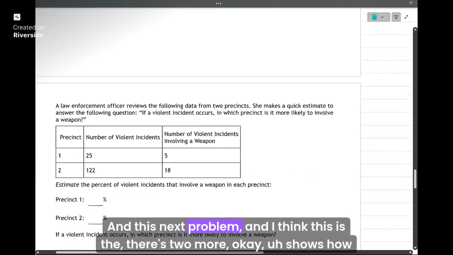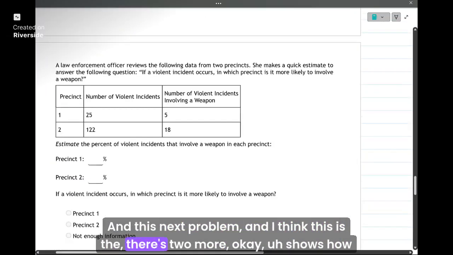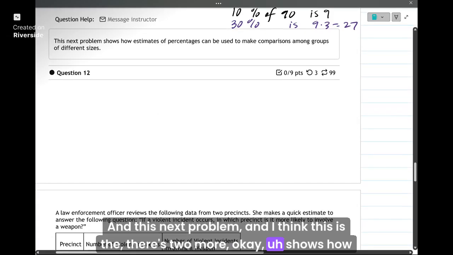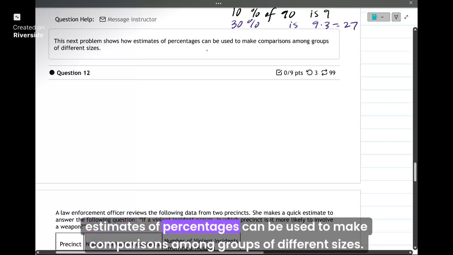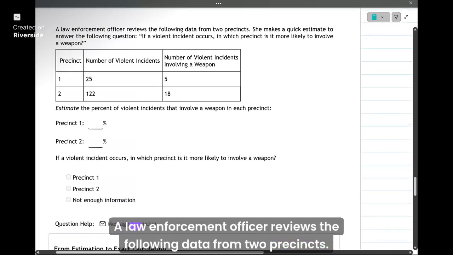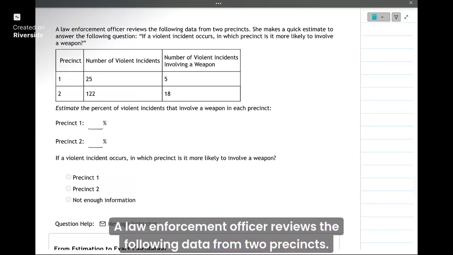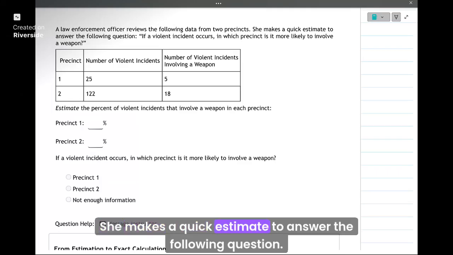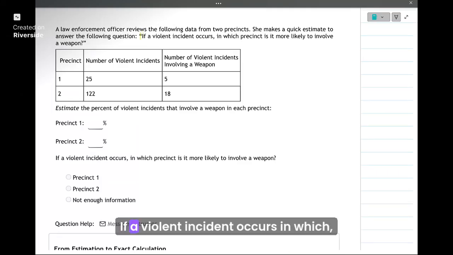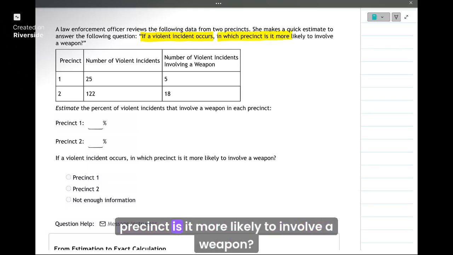And this next problem, and I think there's 2 more, okay, shows how estimates of percentages can be used to make comparisons among groups of different sizes. A law enforcement officer reviews the following data from 2 precincts. She makes a quick estimate to answer the following question. If a violent incident occurs, in which precinct is it more likely to involve a weapon?